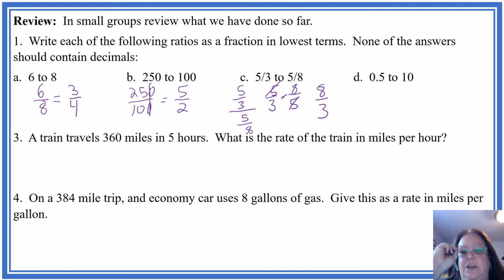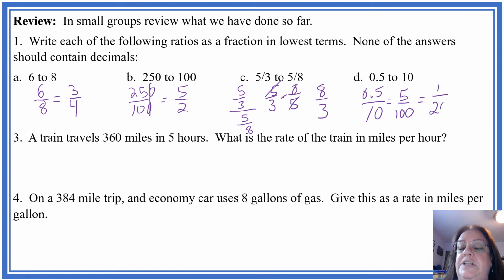Now the next one, 0.5 to 10. So 1/2 divided by 10. Okay, the first thing I'm going to do is get rid of the decimal. So this is 5 to 100. Now 5 and 100 are divisible, so I end up with a 1 to 20 ratio.